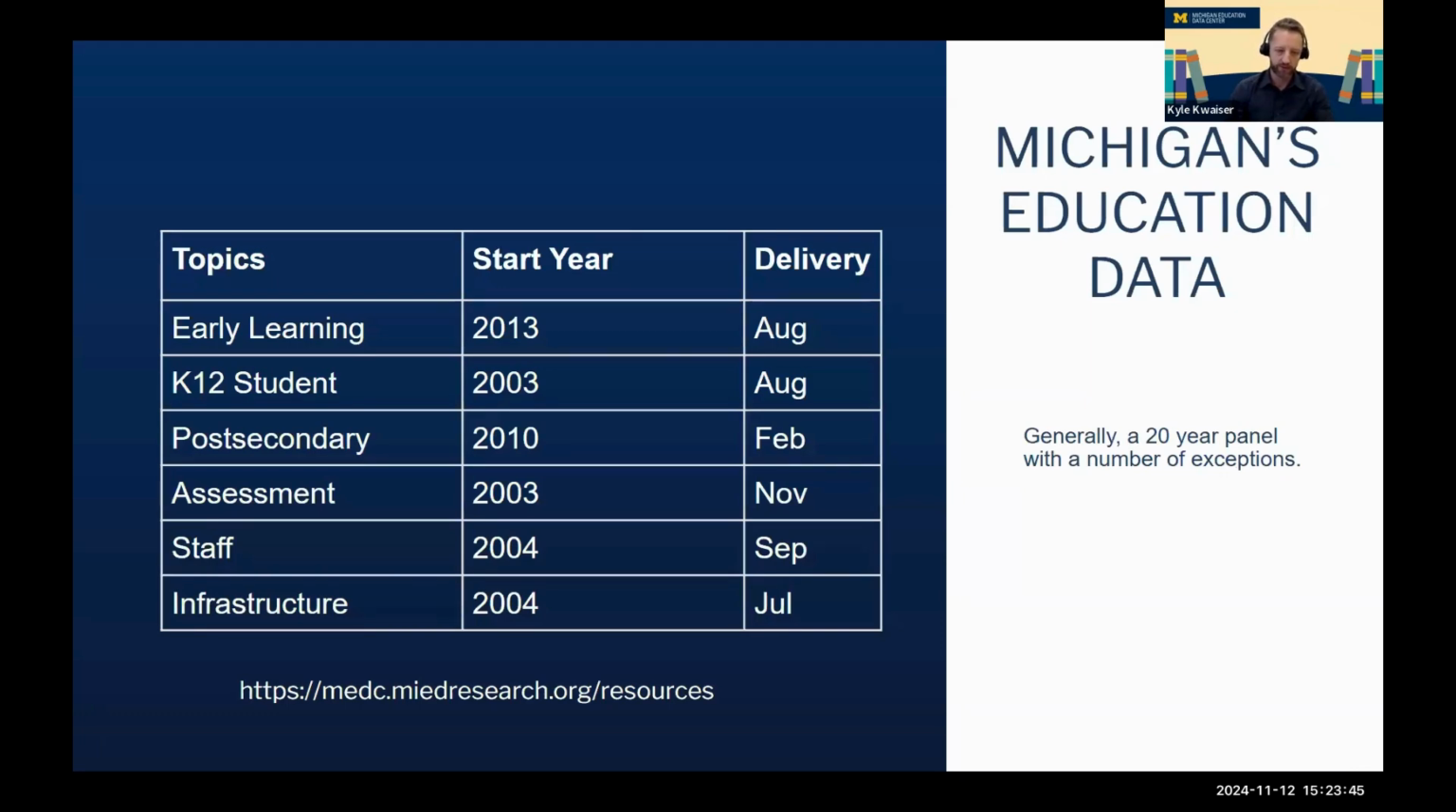So generally, I think about this, well, first of all, this picture is a little bit more complex because there are a lot of different data systems in play. So if you visit that URL down at the bottom, we have a more detailed accounting of the years and data and when new versions get updated. But generally, I think about this as a roughly 20-year panel where we have staff, students, assessments, and infrastructure, K-12 students starting in around 2003, 2004. The early learning jumps in a little bit later in 2013, and post-secondary splits the difference. We have pretty comprehensive coverage of post-secondary attendance starting in 2010.